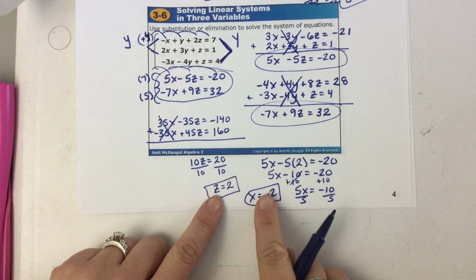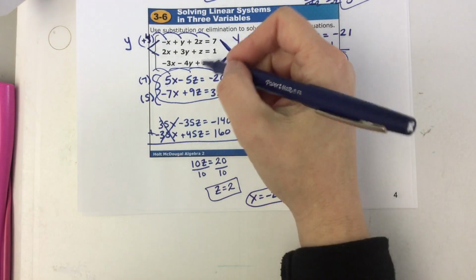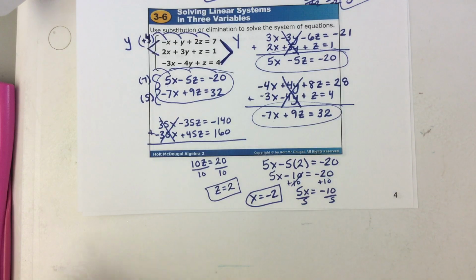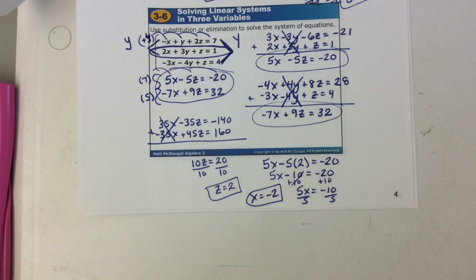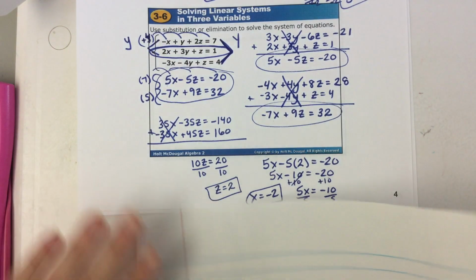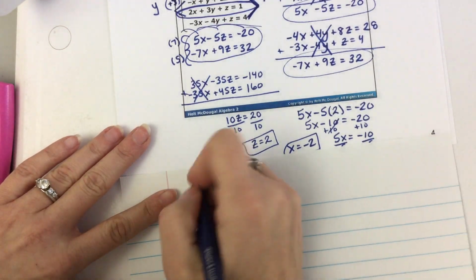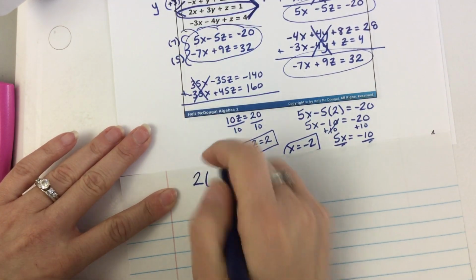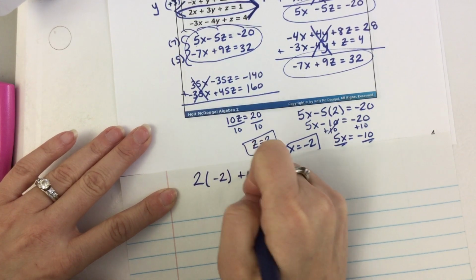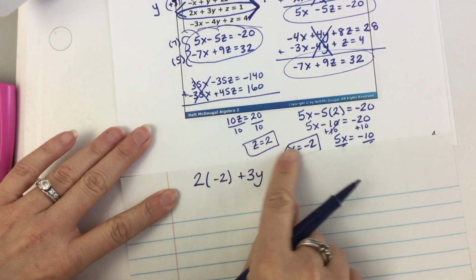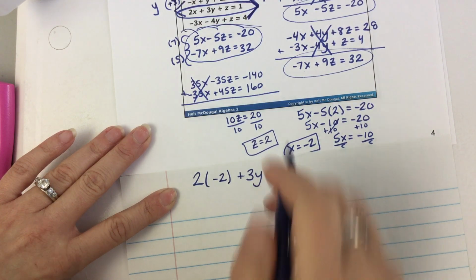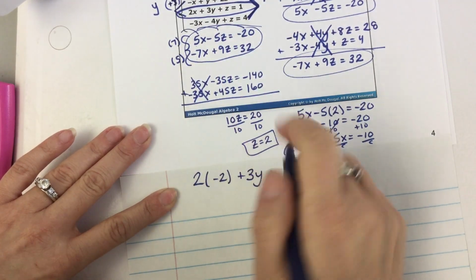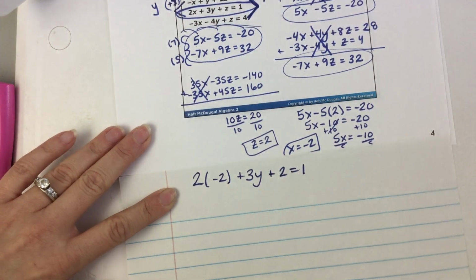Now that I know two variables, you go back and you pick one of the originals. Let's pick the middle one, just to show you that you can pick whatever one you want. The middle is 2 times x. X is negative 2. Plus 3y, we don't know y. We know x and z. Y is what we canceled originally, so that's what we're trying to solve now. Plus z. Z is 2. It all has to equal 1.